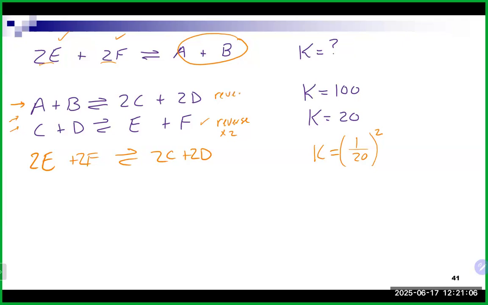So I know I just need to basically reverse the top equation. That will get me my 2C plus 2D goes to A plus B. Once again, thinking about how that affects my equilibrium value, I reversed it, so now I need to take 1 over the K value as well.